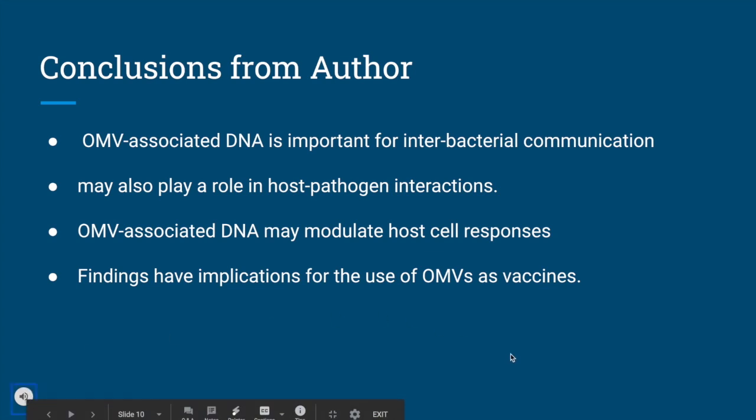The final conclusions of the paper were: OMVs are used by bacteria for bacterial intercommunication and also for sharing helpful genes like antibiotic resistance. The OMVs and the bacterial content most likely play a role in pathogen and host interaction. The OMV DNA may modulate host cell responses in order to avoid detection and destruction by the immune system. And the findings may have implications for using the OMVs to induce an immune response beforehand, as with a vaccine.